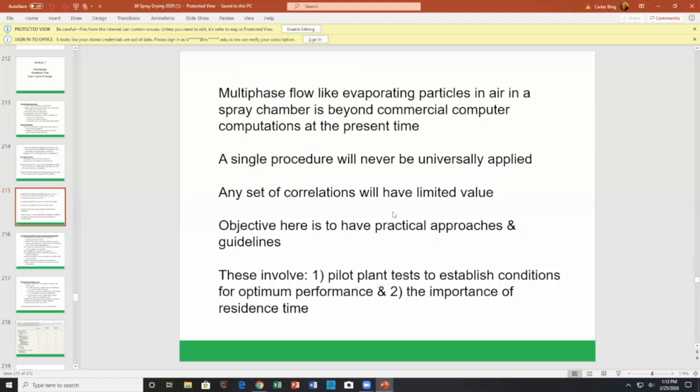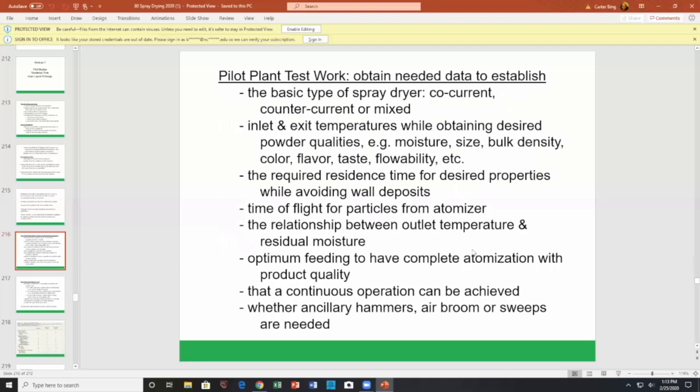And that's done by comparisons, right? Not necessarily by calculations, but by experimentation or plant operations. So the objectives are practical approaches and guidelines. Pilot plant tests figure optimum performance, importance of residence times. Basic type: co-current, counter-current, mixed; inlet and exit temperatures while obtaining powder qualities. These are the qualities: moisture, size, bulk density, color, flavor, texture, flowability.